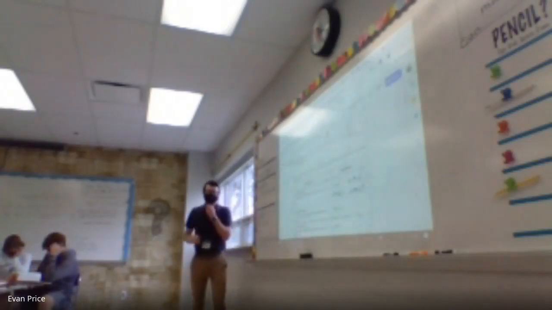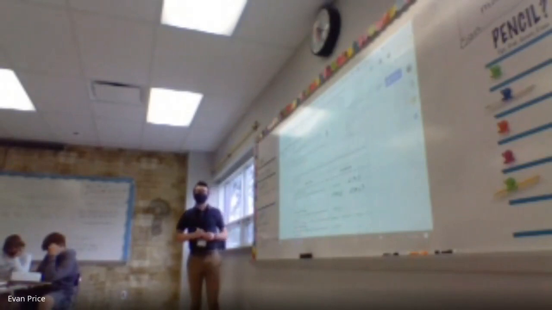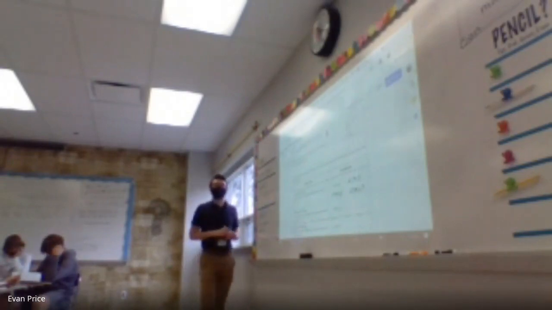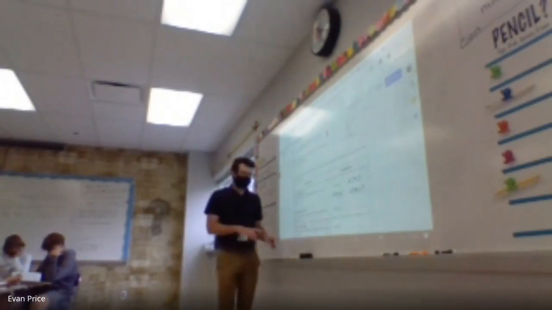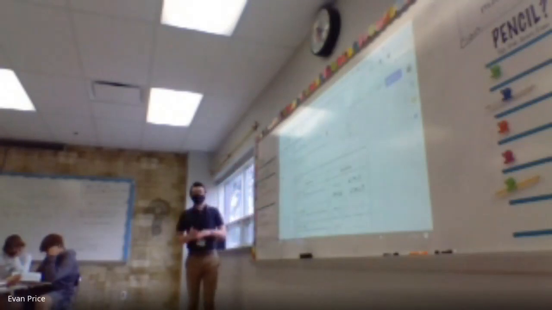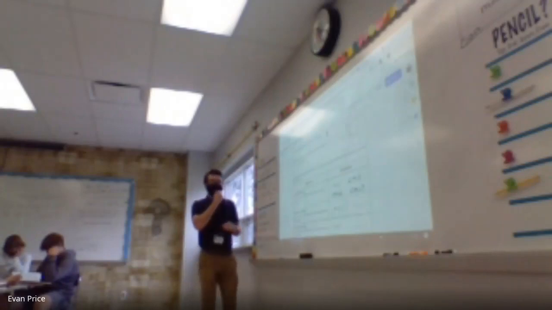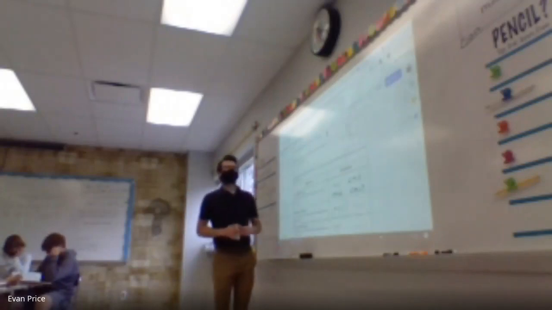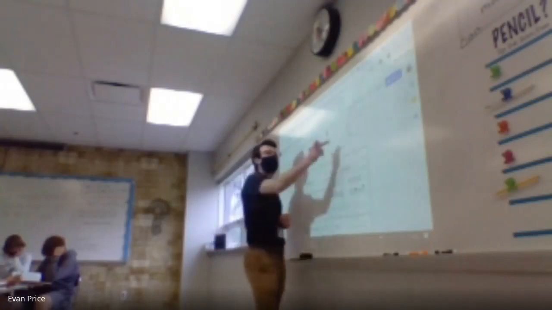All right. What about my alternate interior angles? We've got 3 and 5. So interior angles are going to be in between the two lines. And then alternate means they're going to be on opposite sides of the transversal. Yeah, we got 3 and 5. So the other one would be 4 and 6.